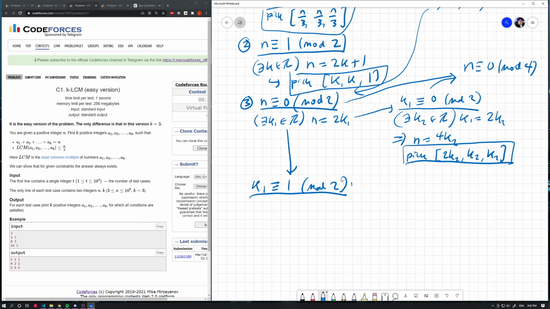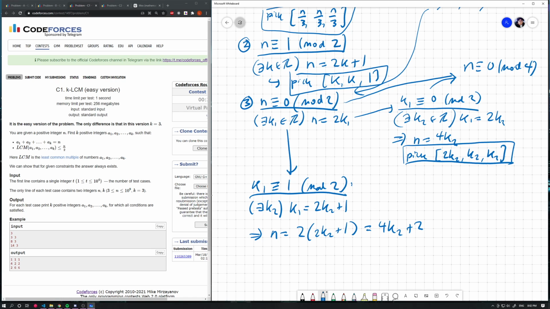And let's just do the same thing then, right? So let's just say that there exists some k2 such that k1 is equal to 2k2 plus 1, right? And so therefore n is equal to 2 times (2k2 plus 1), and this is equal to 4k2 plus 2, right? Did I do this right? I think, yeah, this is correct.